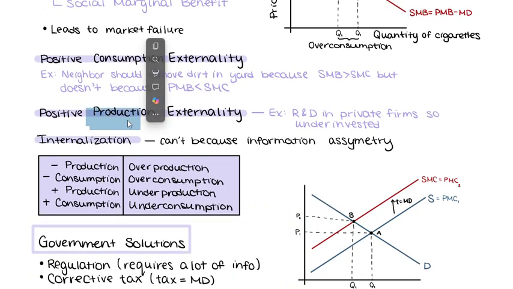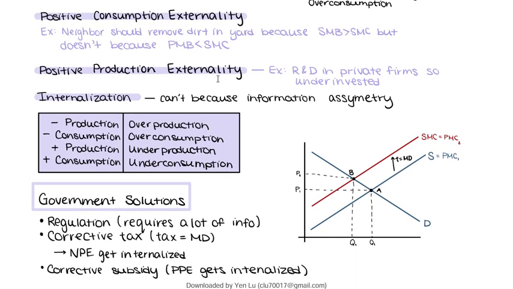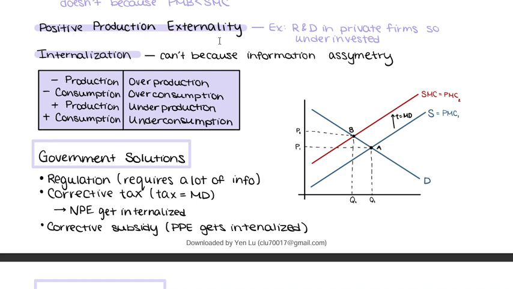The positive production externality is, for entities in private funds, underinvested. So if it's underinvested, then the stockholders have at least positive production externality because they can sell stock at a very high price in the future.